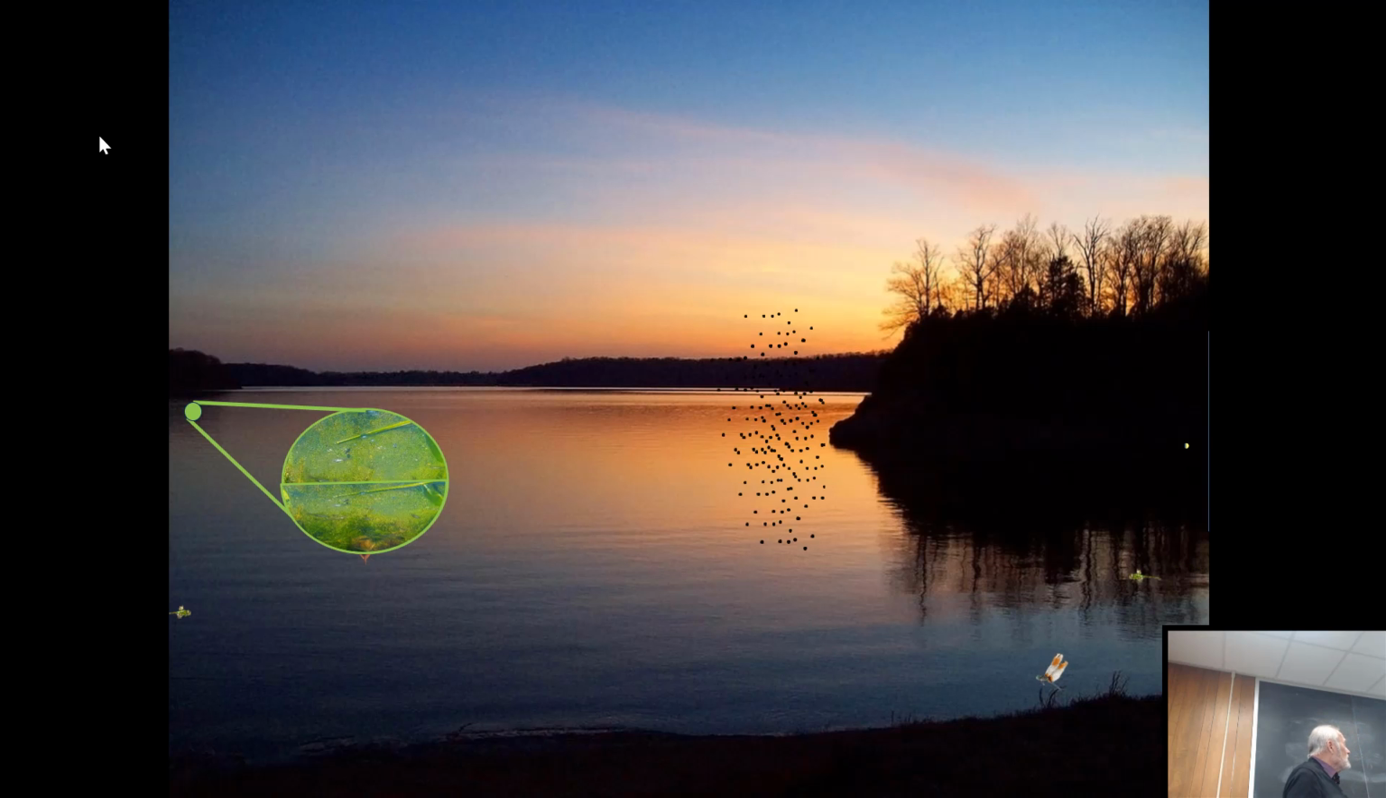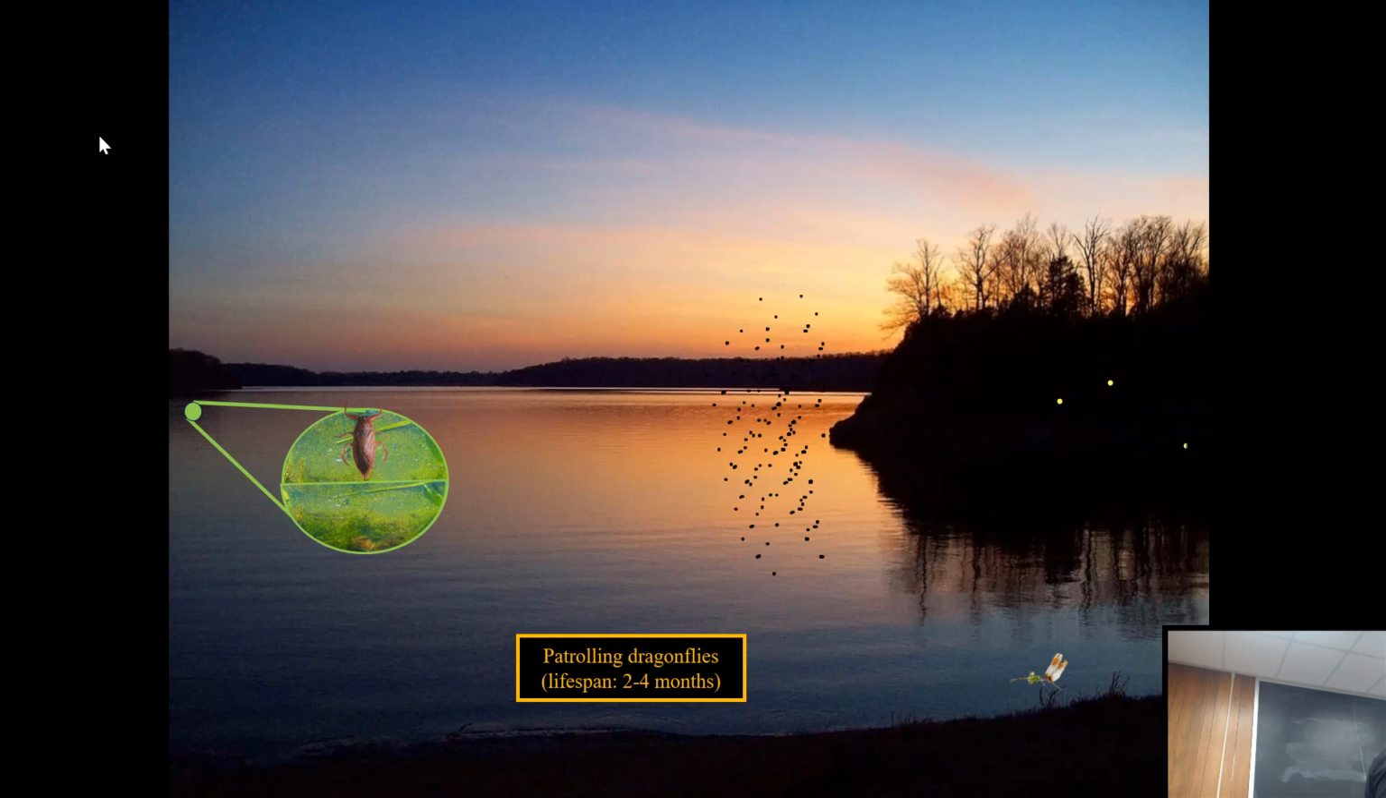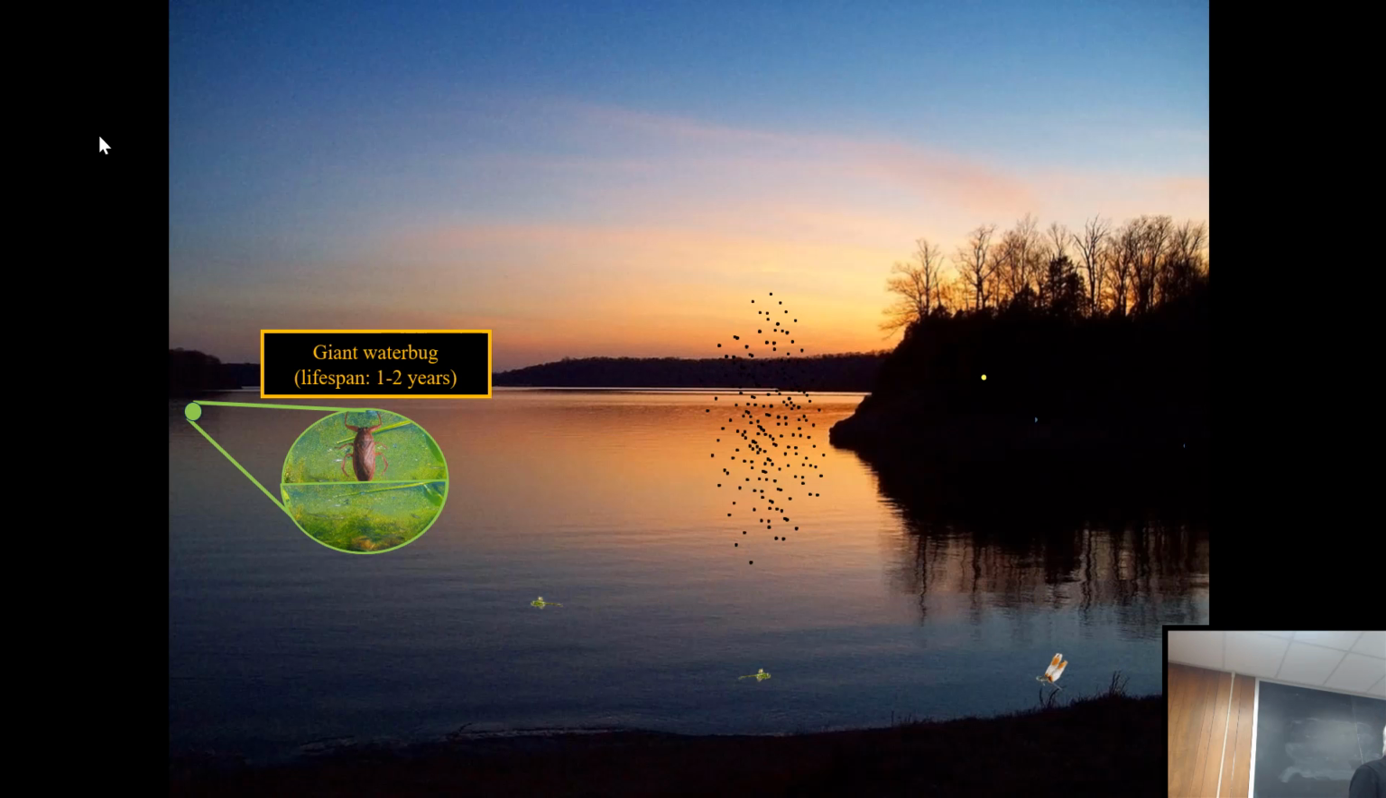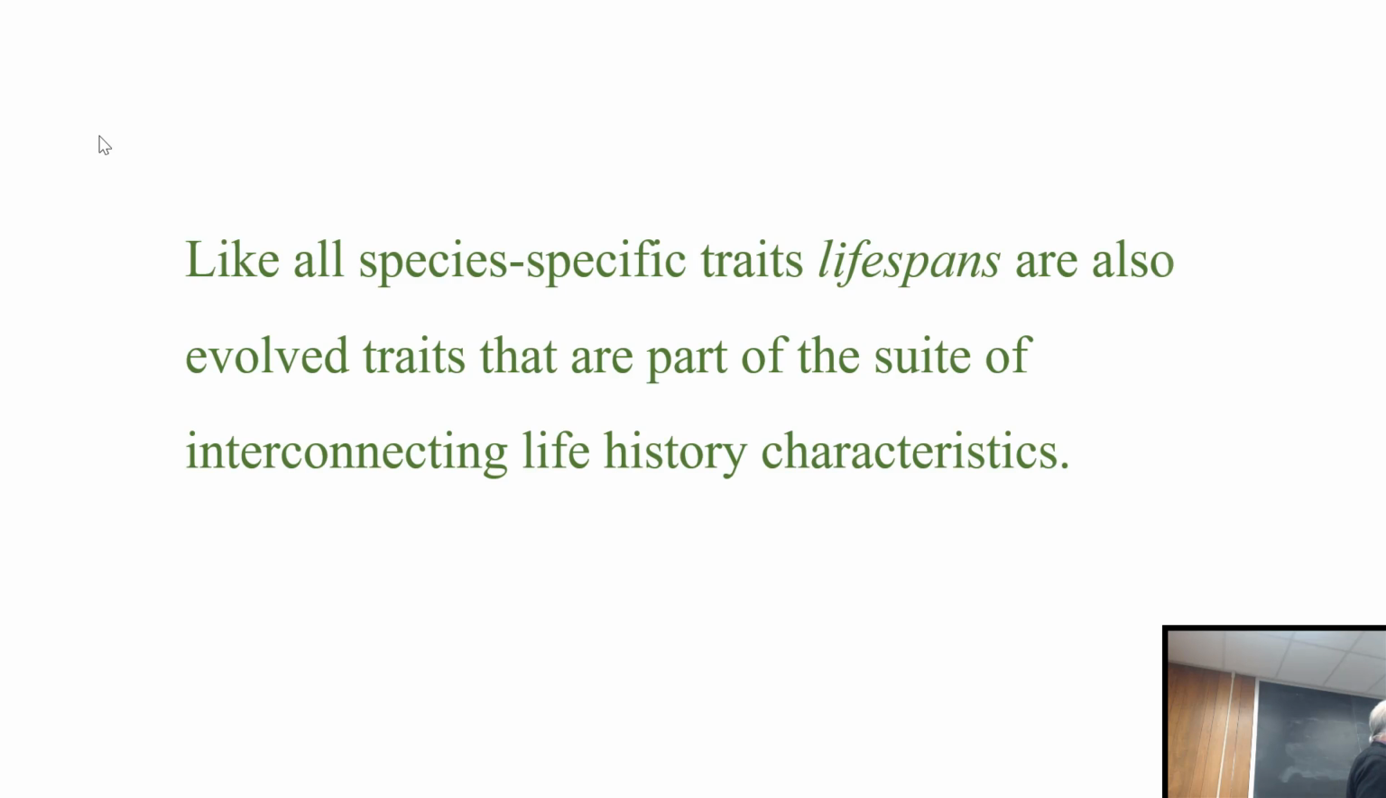Within the concepts and models, I talk about these different parts: lifespan, mortality, reproduction, health, and population. So let me start off with lifespan. This looks like a Wisconsin northern lake, right? Every one of these has a lifespan. Here you have patrolling dragonflies, which live 2 to 4 months or so. You'd have swarming mayflies, some of the shortest-lived animals. These are the adults, and that would be 24 to 48 hours or so. You'd have this giant water bug, which actually lives a very long time, 1 or 2 years. And fireflies, maybe 3 to 4 weeks.